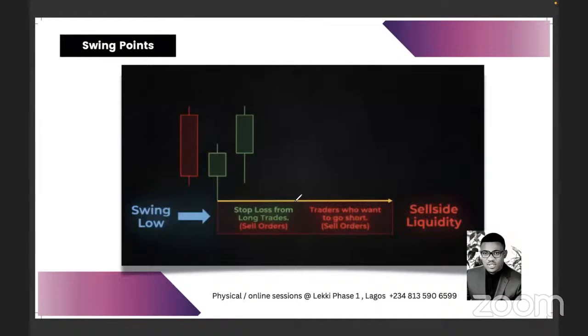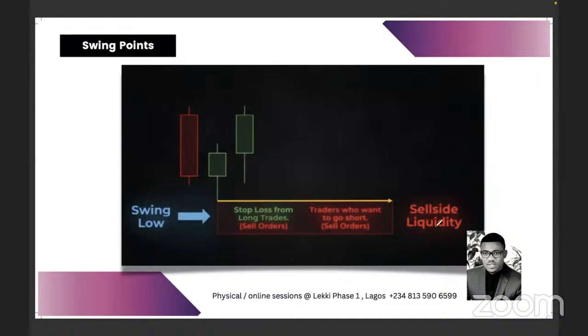It is called liquidity. Anytime you see a swing high, some other traders are seeing a top. They are seeing resistance and support. Some other traders are seeing it as a double top or double bottom, or peak formation. But Inner Circle traders see swing lows as sell side liquidity. They see swing highs as buy side liquidity.